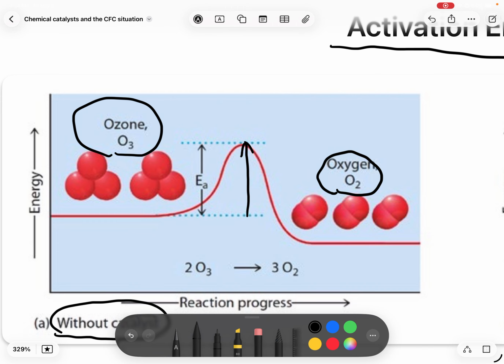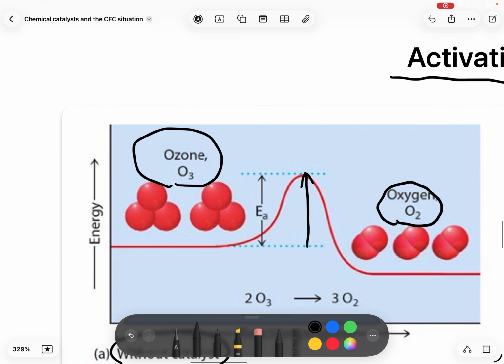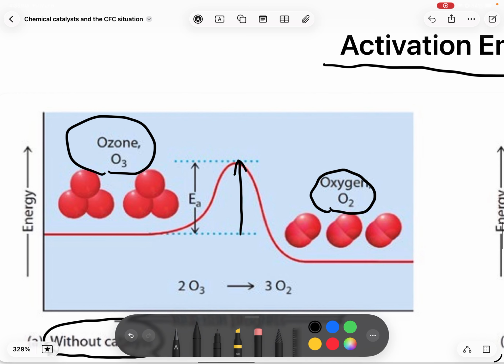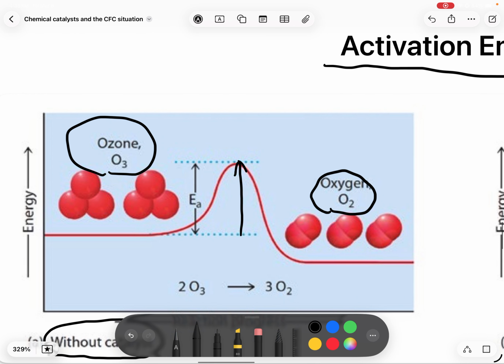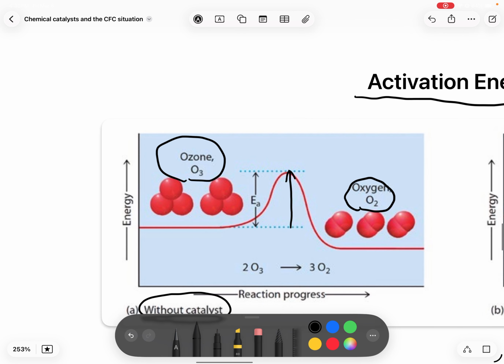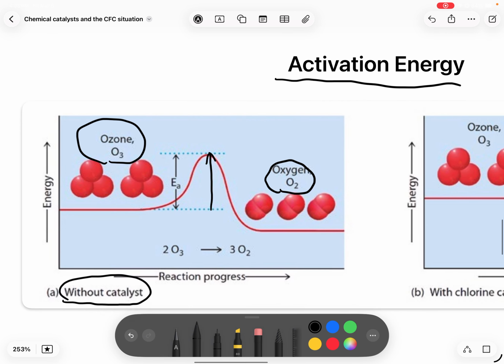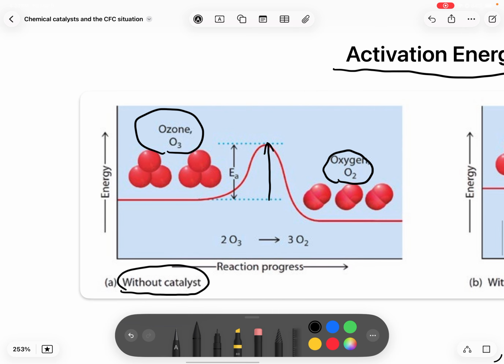The going up part is the energy these reactant molecules over here must have in order to react to form oxygen. So they must get over this curve. They must have a certain level of activation energy. Otherwise, they're not going to react at all. Okay, so this is a pretty steep curve here. As you can see, you must go all the way up in order to form the products.